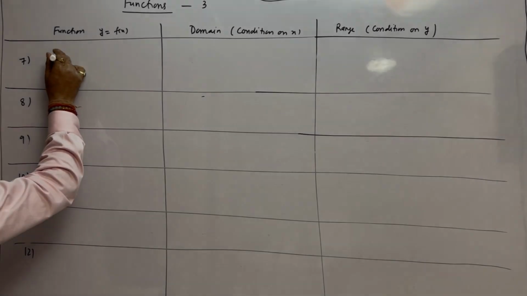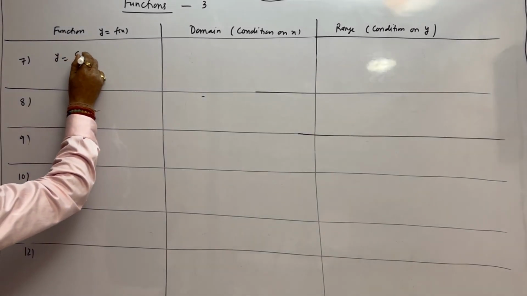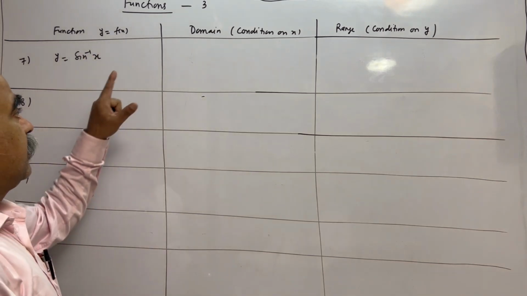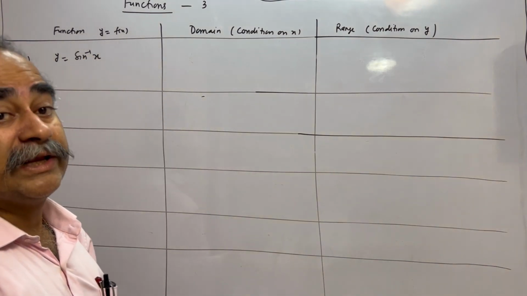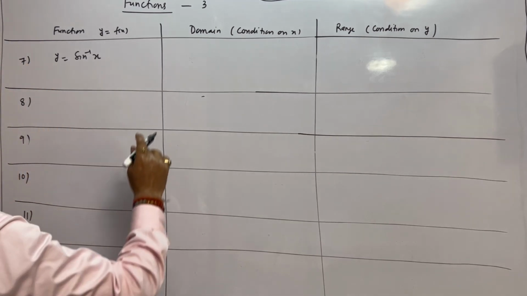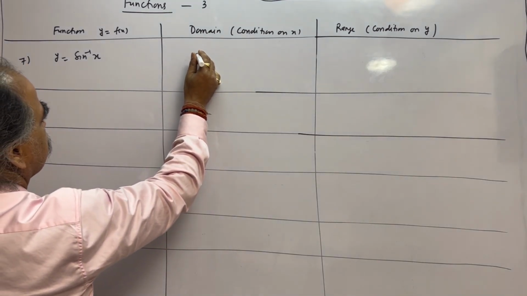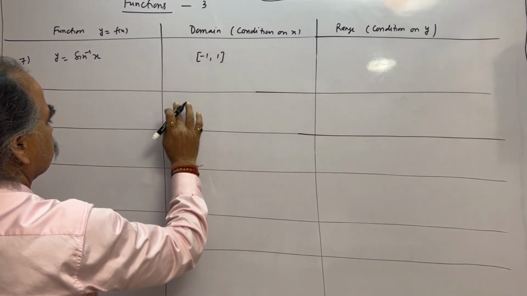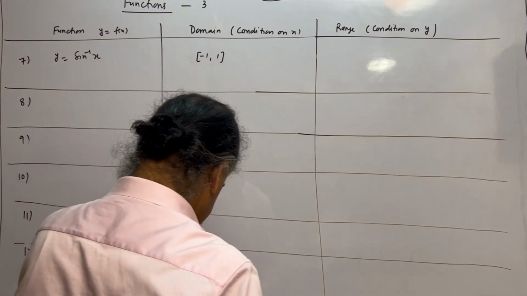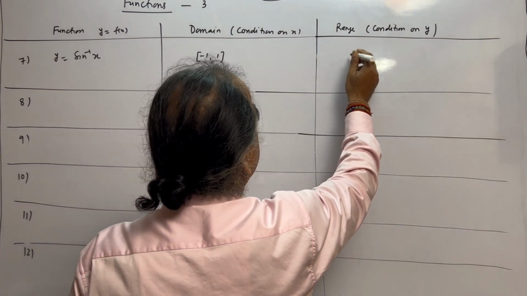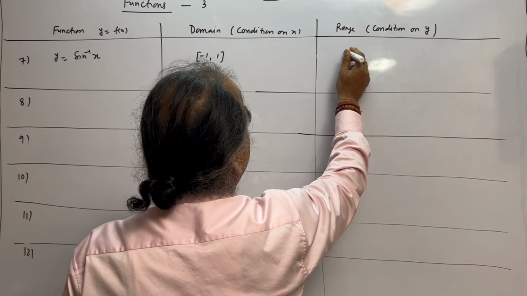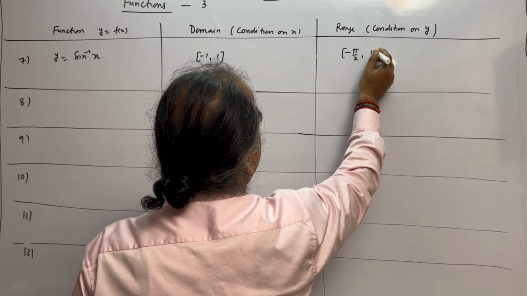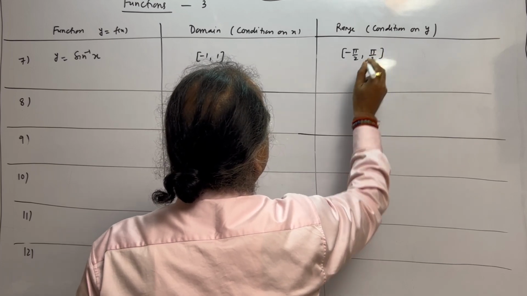Y is sine inverse x. Here x becomes the value now. So domain of sine inverse x is between minus 1 and plus 1. And range will be between minus pi by 2 to plus pi by 2.